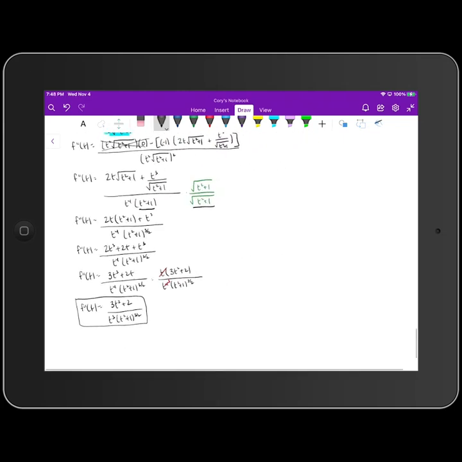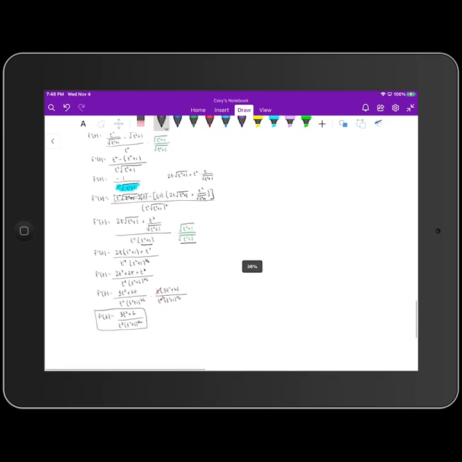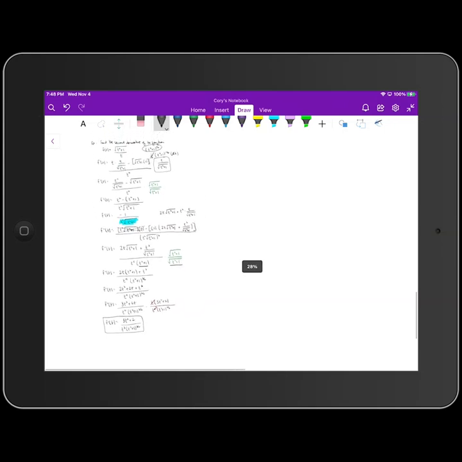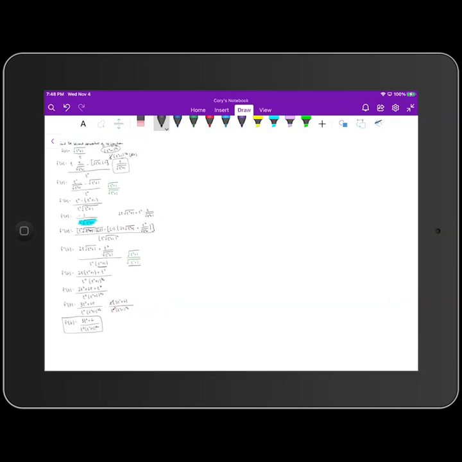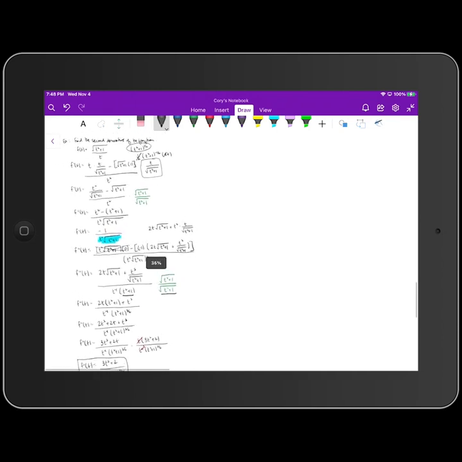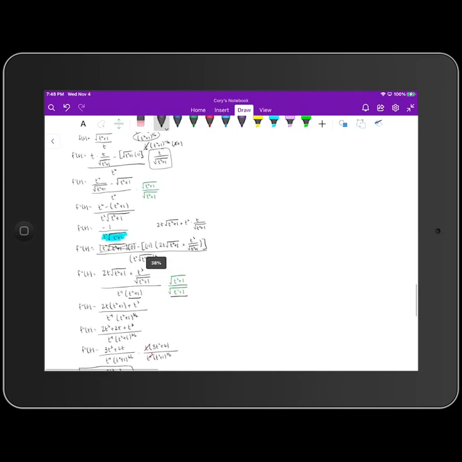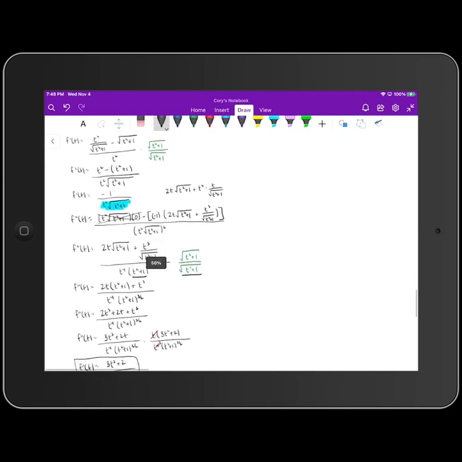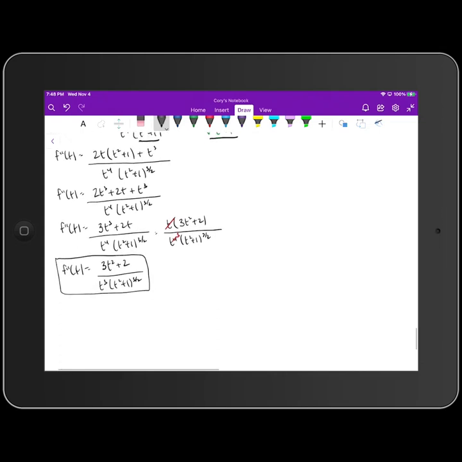So let's zoom out to see how long this problem was. So that might be the longest problem you guys have ever worked out in your life right there. But it's a really good exercise for you guys when it comes to simplifying derivatives. Okay, so that's it for this section.